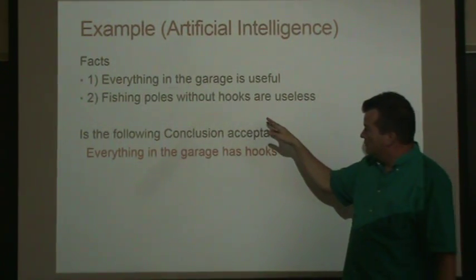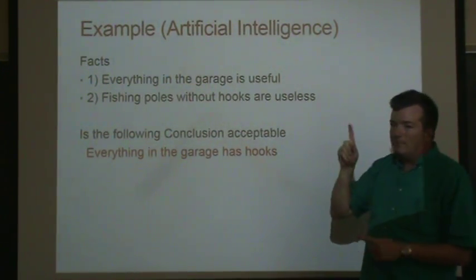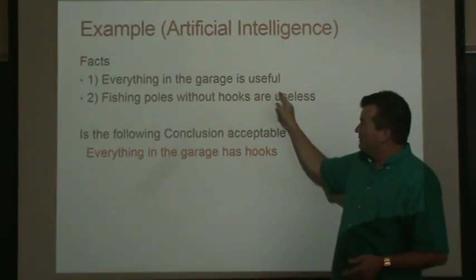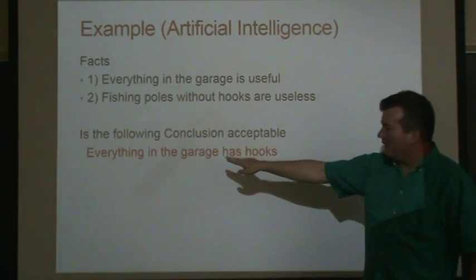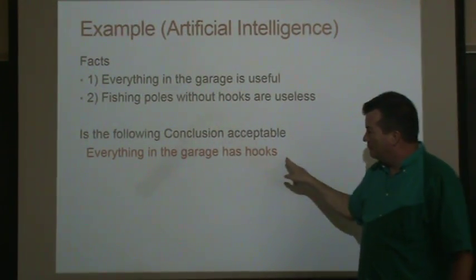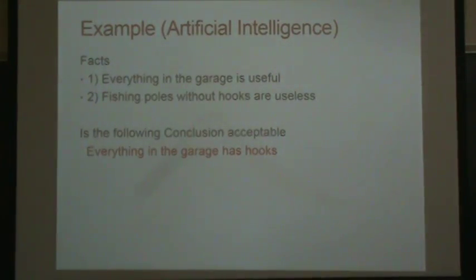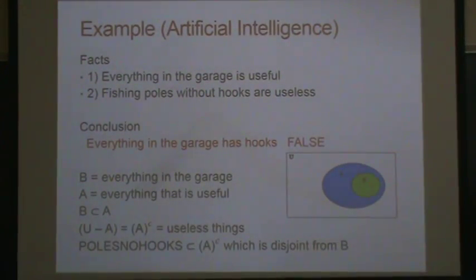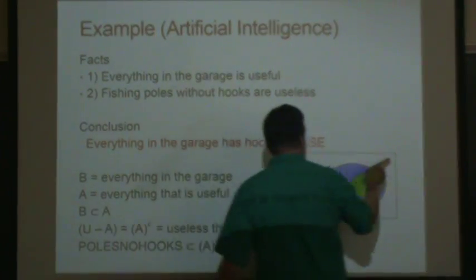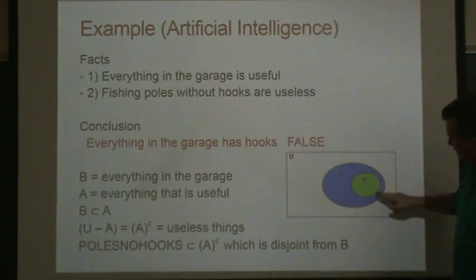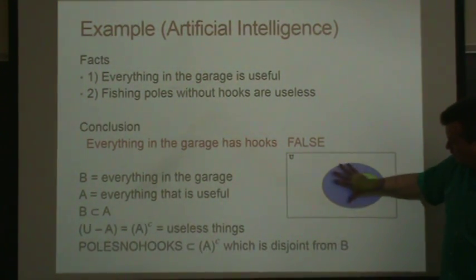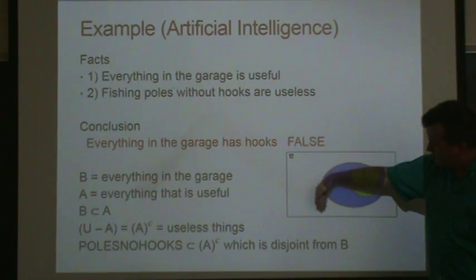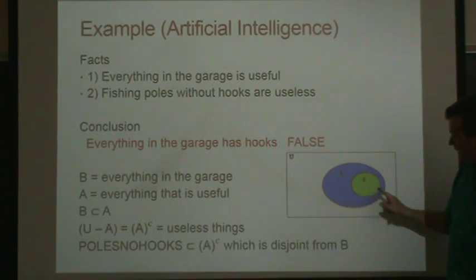Now, fishing poles without hooks is one member of the complement of useful, the useless section. So with those 2 facts, can there be an item that makes this not true? So just kind of looking at it from a set theory point of view, you have the universal set, every item. Then you have A, which is all the useful items. That's in the blue and the green section. The white section is all the useless items. And then this area is the stuff that's in the garage.